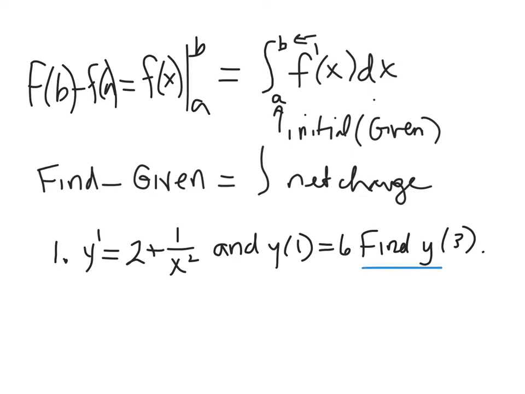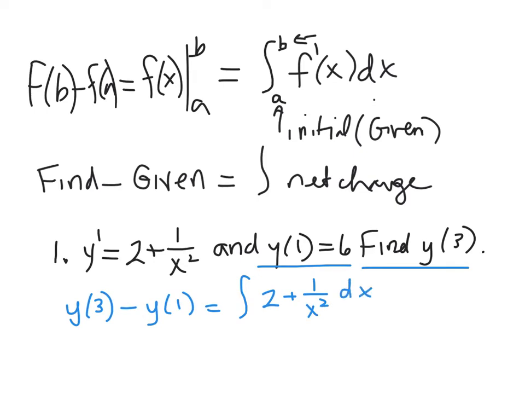We start off with find. We're trying to find y of 3. We were given an initial value, y of 1. And then to do the net change, we're going to integrate y prime from 1 to 3, right? So we're going to put this part in our calculator, right here. That's math 9. I think it's something like function int for integration.